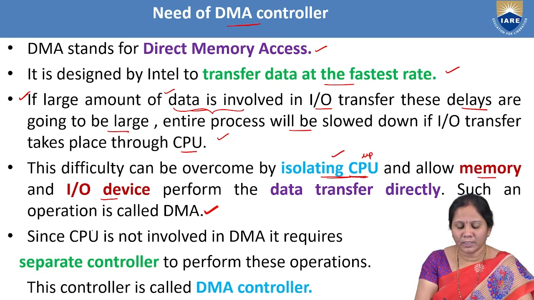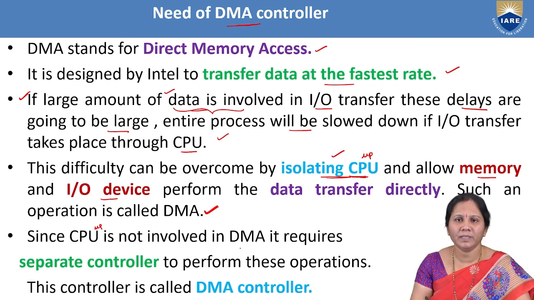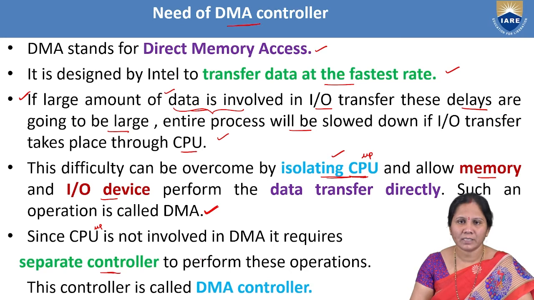Now, since we are isolating the microprocessor, which means we are not involving the microprocessor, and since the CPU is not involved, it requires a separate controller, that is a hardware unit, in order to perform these operations. These operations mean isolating the CPU and transferring the data between IO devices and memory. In order to complete this whole process, we need to use a separate controller, and that controller is called the DMA controller.